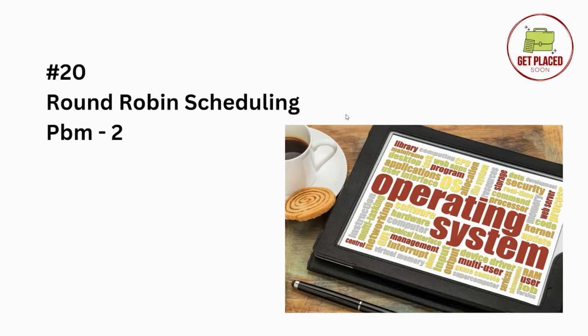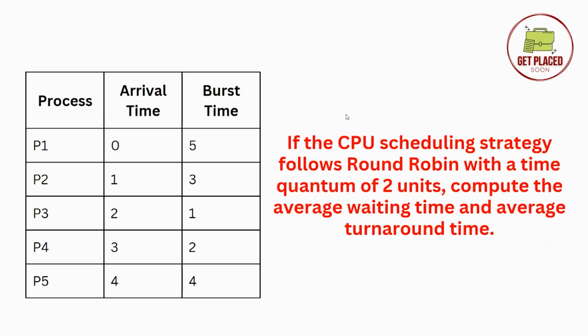In this video, we're going to solve a problem on round robin scheduling. This is the second exercise we are going to solve on the scheduling algorithm. Also, we have the arrival time and burst time given in the table. You already know we are supposed to apply round robin scheduling for this problem, and the time quantum given is 2 units of time. We're supposed to find out the waiting time and the turnaround time for this problem.